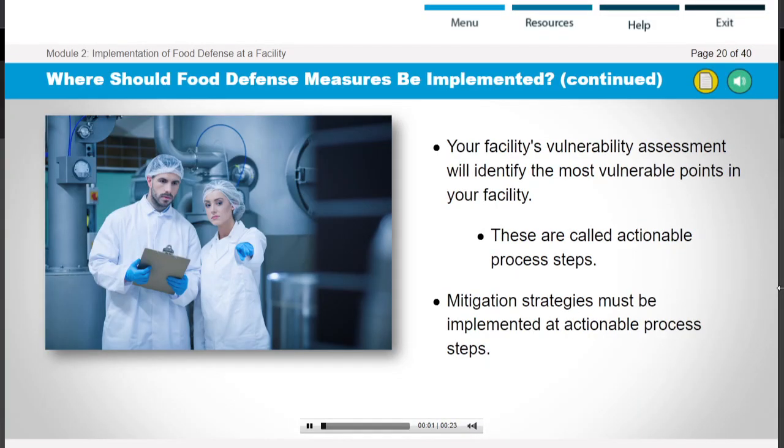Covered food facilities must conduct vulnerability assessments to identify their most vulnerable points in the food production process. Remember from Module 1 that these points are referred to as actionable process steps. The assessment results in a list of actionable process steps where a significant vulnerability to intentional adulteration exists and where mitigation strategies must be applied.